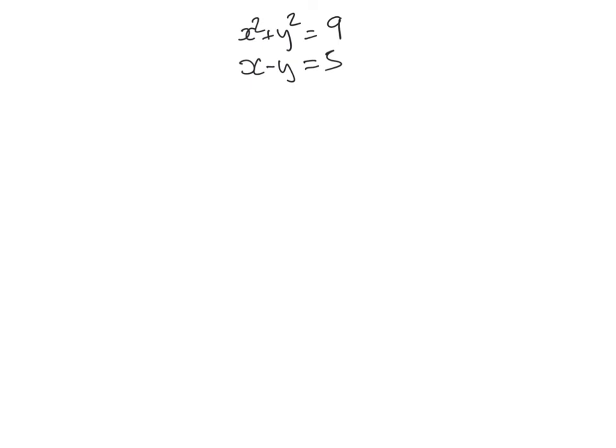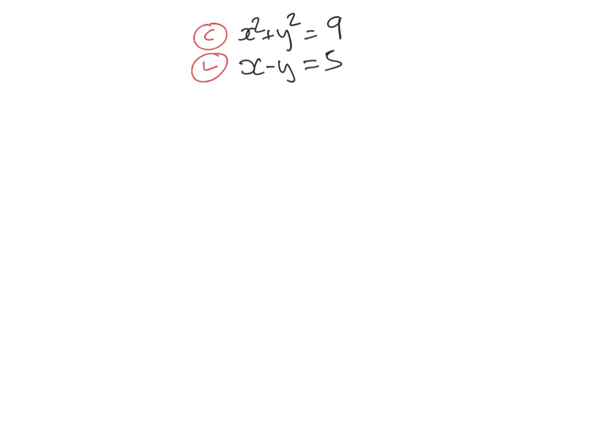Another example here: x squared plus y squared equals 9. So we know that is a circle, and x minus y equals 5. Well, x and y are both power 1, so we know that's going to be a linear. So linears and circles, 0, 1 or 2 intersections. This is a nice candidate for equalization or substitution, doesn't really matter which. So let's do equalization this time.